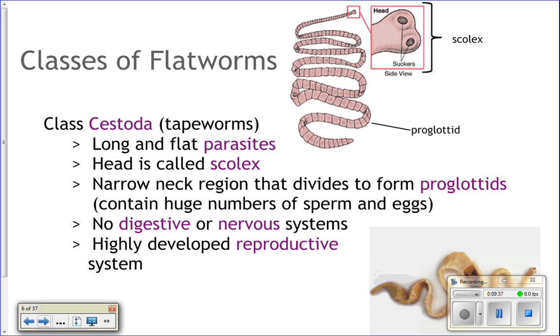So the most common tapeworm that humans get is from beef. But you can also get it from pork. So there is a pork tapeworm, and there's also a fish tapeworm that you can get from eating raw fish. So all of those you can get.